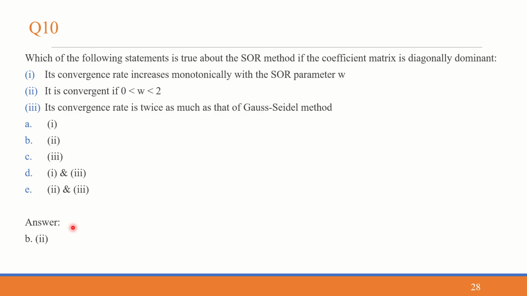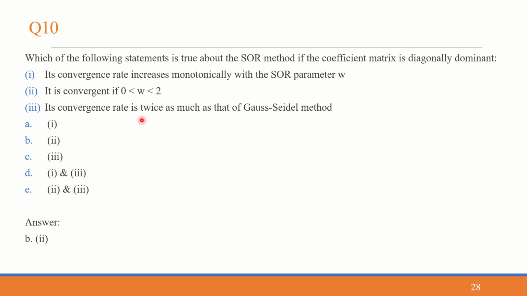We will see how. So first one, its convergence rate increases monotonically with the SOR parameter omega. Its convergence rate doesn't increase monotonically, rather it increases and then decreases, so it goes through that with omega. And it is convergent if omega is between 0 and 2. So that is true.